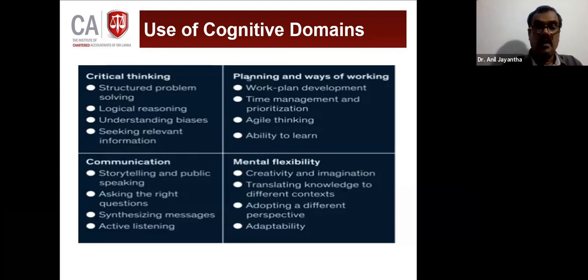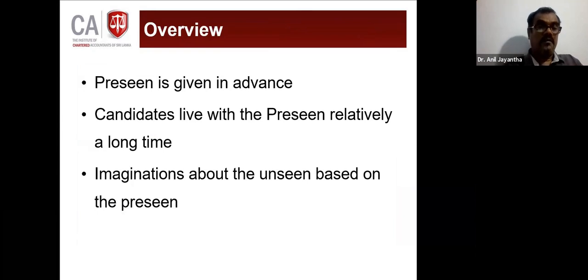Lots of information is there. Now, an overview, then specifically coming to the subject matter: it is a common pre-seen which is given in advance, probably 1 month in advance. Then you have a relatively longer time period. If you read for 1 month, it's quite a long period. Therefore, you tend to read it. Actually, it is advisable to read as much as possible, at least 3, 4 or 5 times.